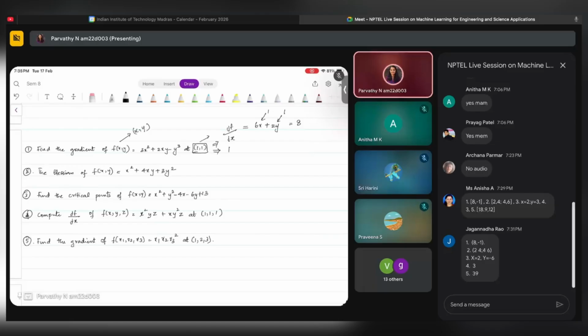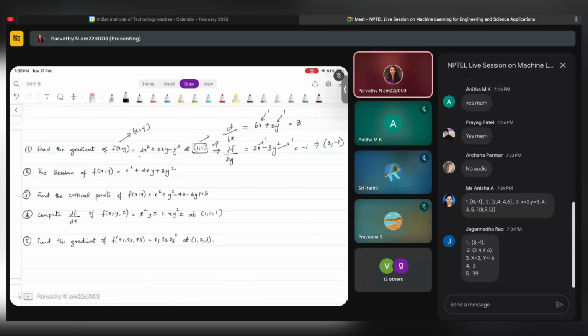Then ∂f/∂y. So that first term is 0. The second term is 2x minus 3y². And then substituting 1 and 1, we get 2 minus 3, which is minus 1. So the gradient at 1 comma 1 is 8 comma minus 1.